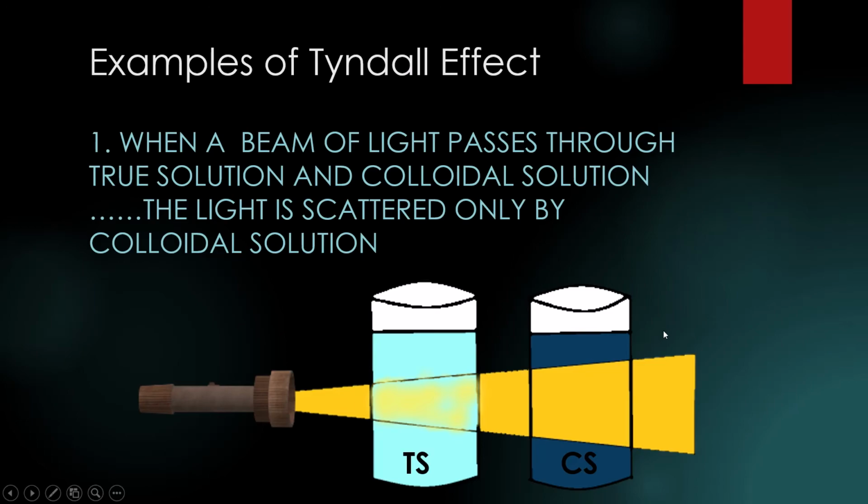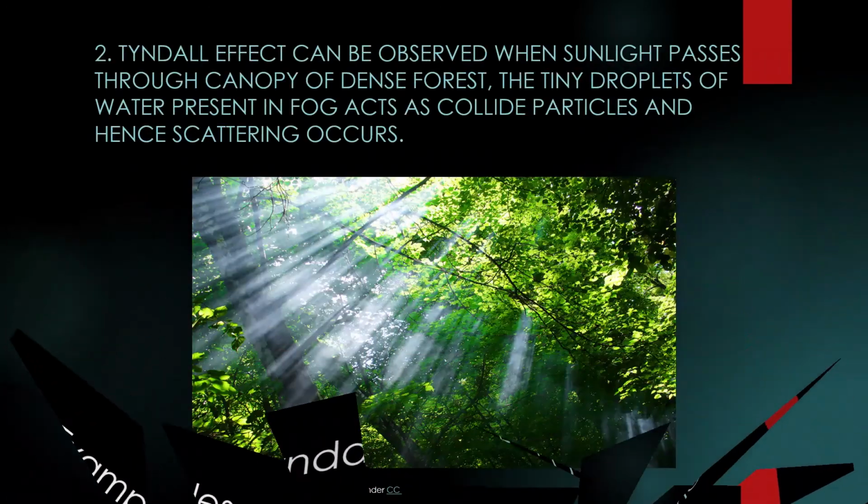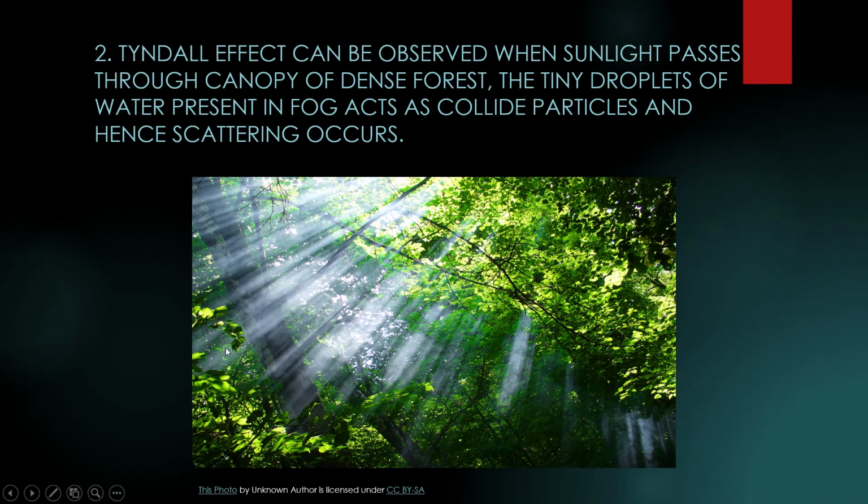One more example. This is an example of a forest area. This is a forest, and the upper part of the forest is called the canopy. The sun is present outside, at the top of the forest. When the sunlight falls on this canopy, or in the forest containing fog, the fog contains water particles, and these water particles act as colloidal particles and start scattering the light like this. This is a very common example you can see in the forest, and this is also called the Tyndall effect. This is all from this lesson.